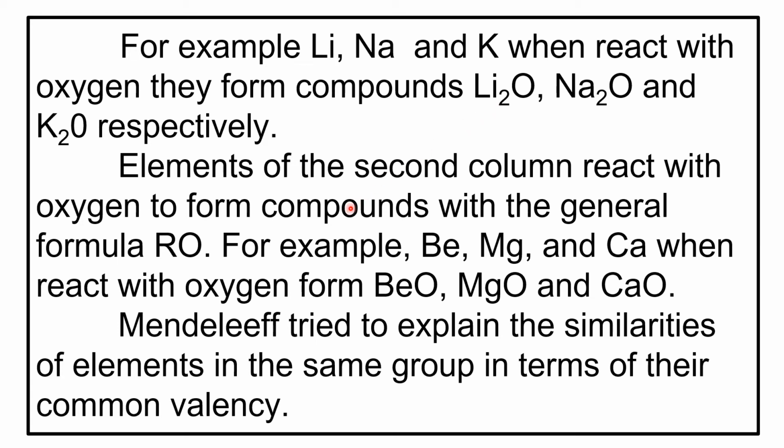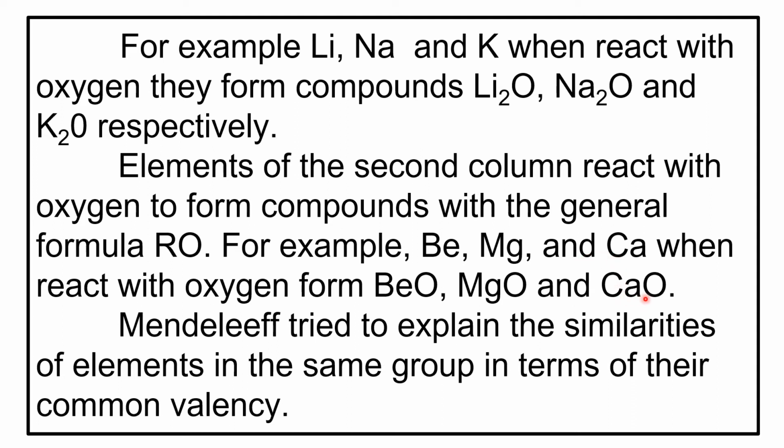Then next, the elements in the second column. Elements of the second column react with oxygen to form compounds with the general formula RO. So here the elements in the second column, when they react with oxygen, they too form oxides, but the formula is RO. For example, beryllium, magnesium and calcium, when they react with oxygen, form beryllium oxide BeO, magnesium oxide MgO and calcium oxide CaO.